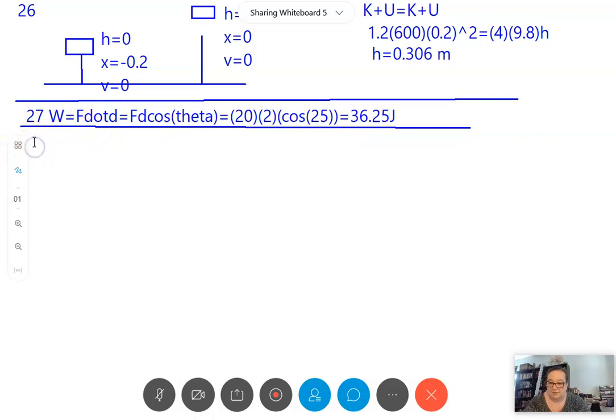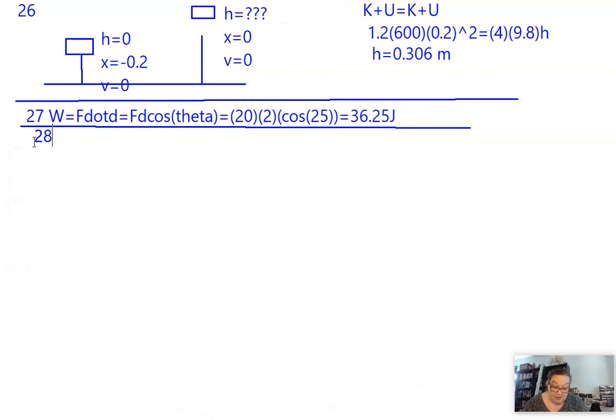All right, 28. An object with a mass of 10 kilos is moving along a horizontal surface. At a certain point, it has a speed of 16. If the coefficient of friction between the object and the surface is 0.4, how far will the object go before it comes to a rest? Use G equals 10 for this problem.